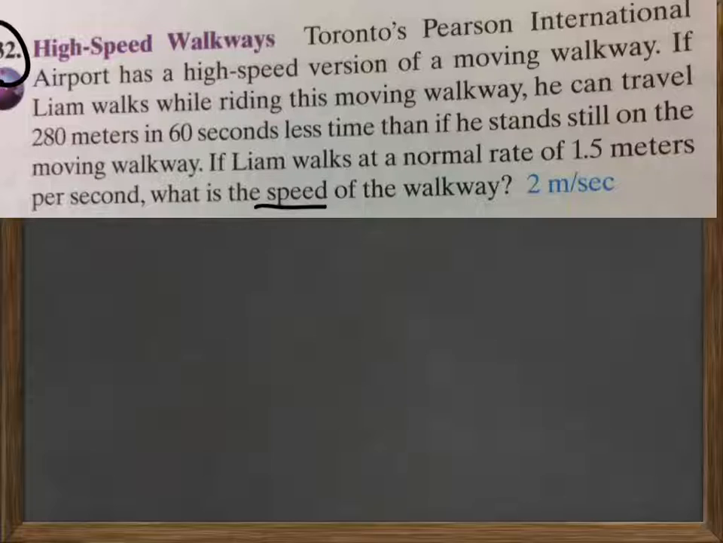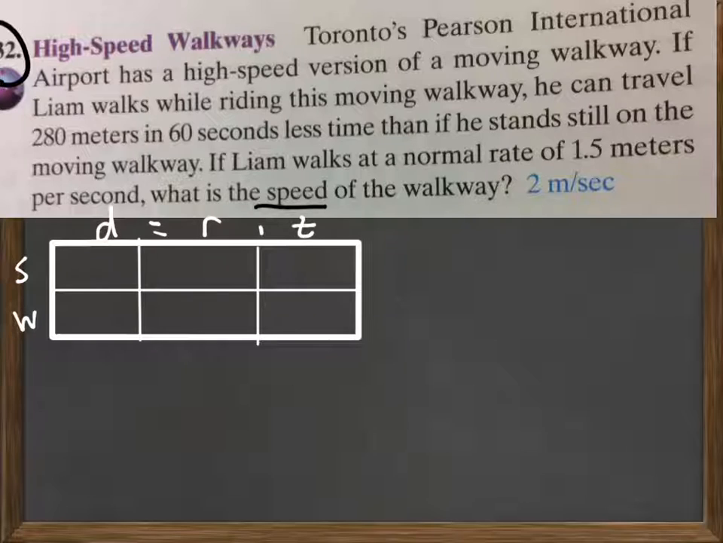So once again, we're dealing with distances. He's traveling the same distance two different ways, standing still and letting the walkway do all the work, and then also walking along with it. And what we know is it takes 60 seconds less time if he walks than if he just stood still. So here's our chart. Distance equals rate times time. We can label that as standing on the walkway and walking on the walkway. Let's put down the pieces of information that we actually do know.